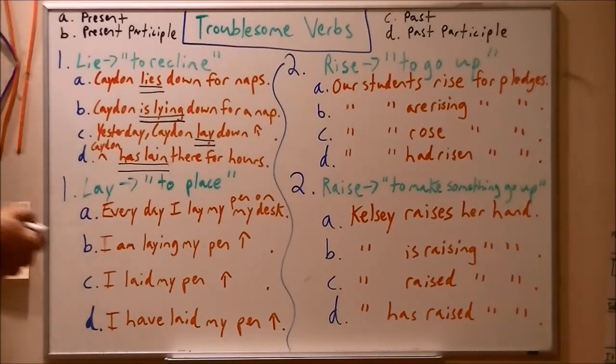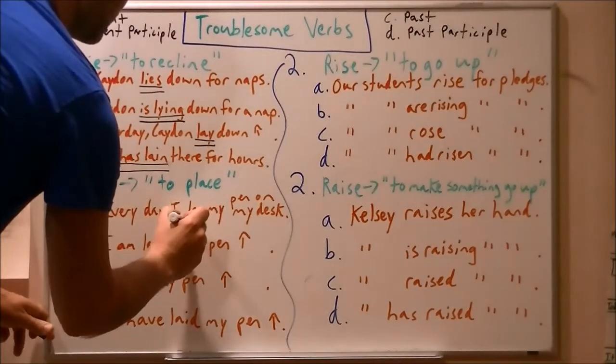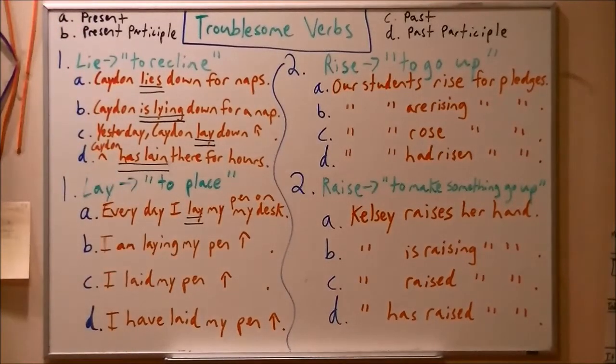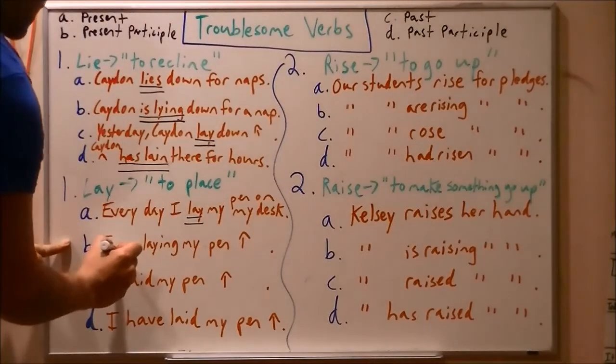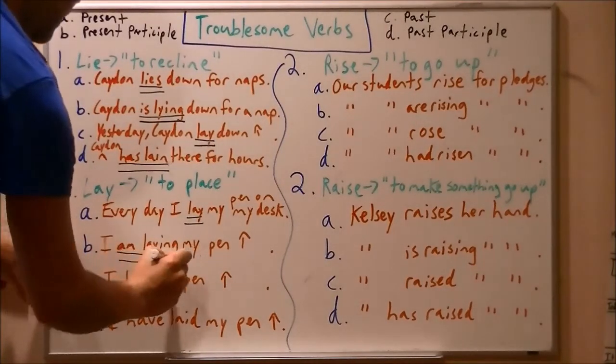1B, let's go ahead and double underline lay for present tense of to place something. B, the present participle: I am laying.